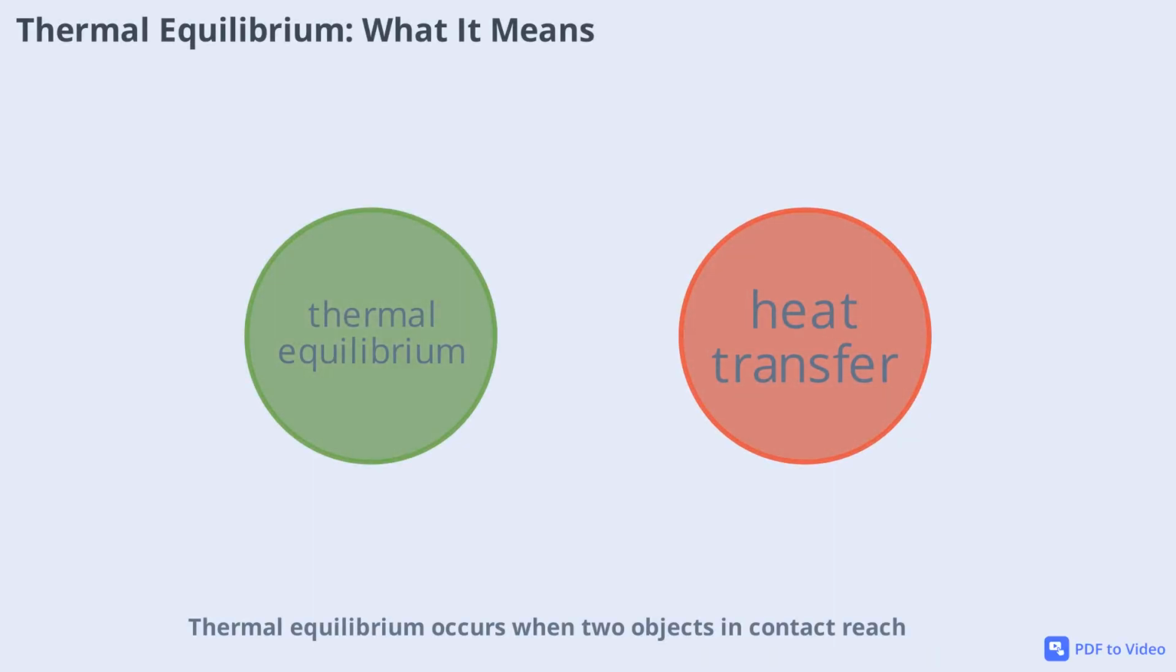Thermal equilibrium occurs when two objects in contact reach the same temperature and no net heat flows between them. We'll discuss how this principle underpins many thermal processes, from mixing liquids to designing heat exchangers.